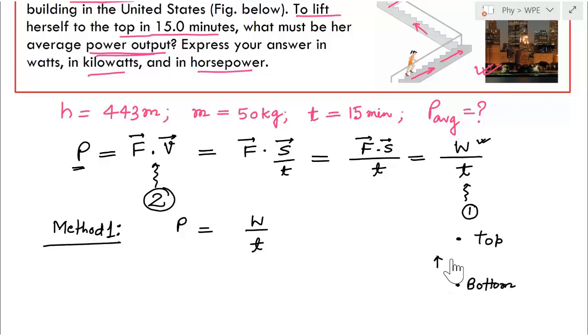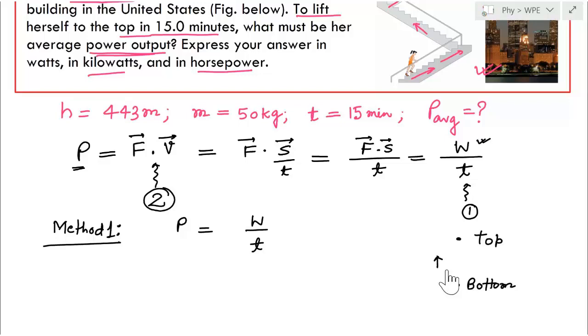So basically she is applying a force against mg. Her muscles and everything are applying a force against mg because she has to overcome mg, and we are assuming that there is no change in velocity. So she is going very slowly, at constant velocity. So you can calculate the work because she always remains in equilibrium. The upward force applied by her is equal to her weight.